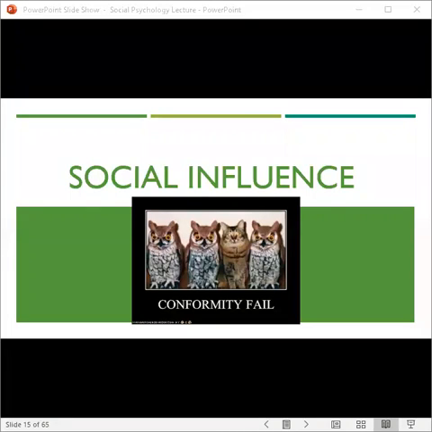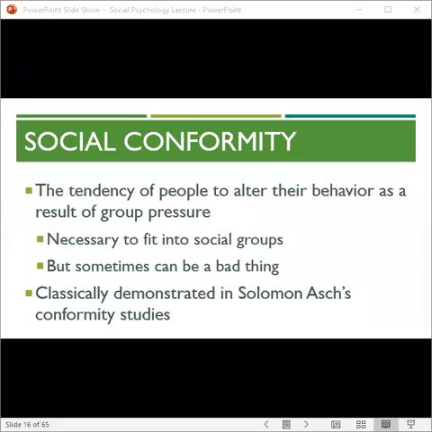So, in this lecture, we're going to talk about social influence, or the role that other people have on influencing our own behaviors. Let's start by talking about conformity, which is the tendency of people to alter their behavior as a result of group pressure. I'm sure we're all familiar with the high school woes of peer pressure, but conformity happens across the lifespan as well. Ever go along with a group that you just didn't want to?